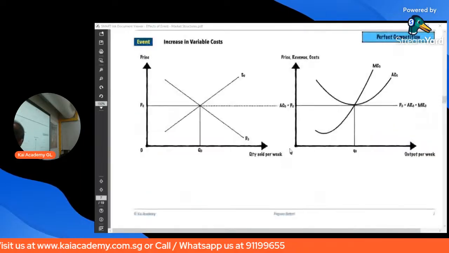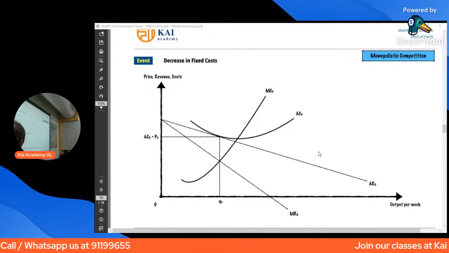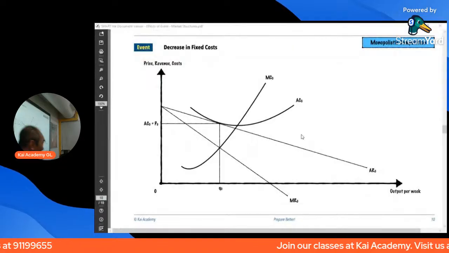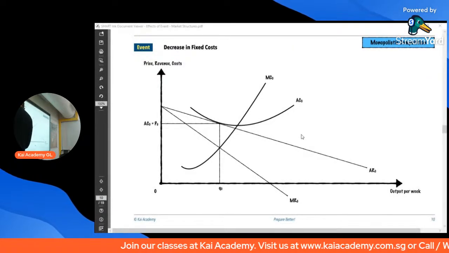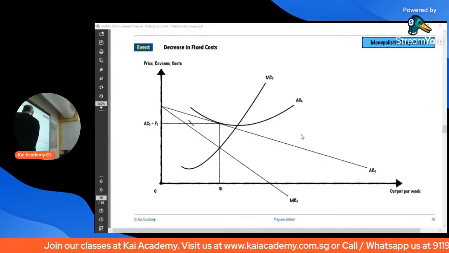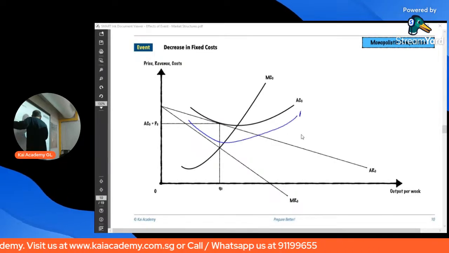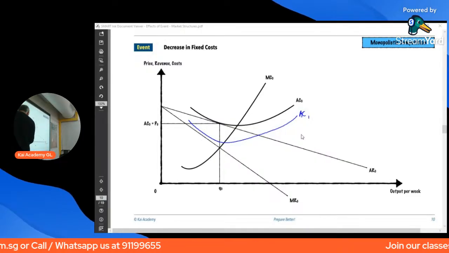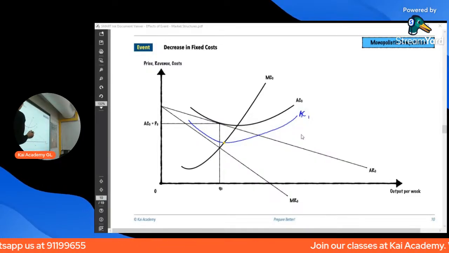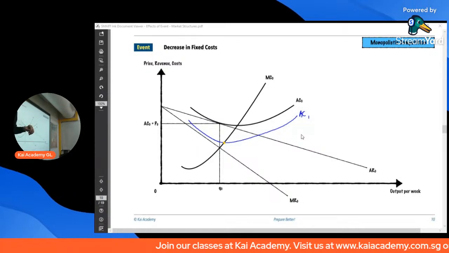Okay, so now with that, let's go to a decrease in fixed costs for MPC. In MPC, if there's a decrease in fixed cost, same thing, we shift the AC curve down. Please remember to keep the minimum point. So MC must cut AC at the minimum point of the AC curve. So don't forget that.